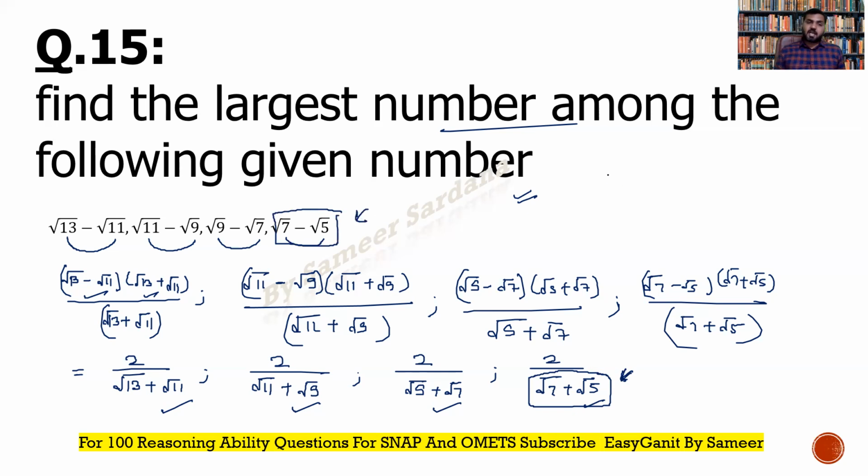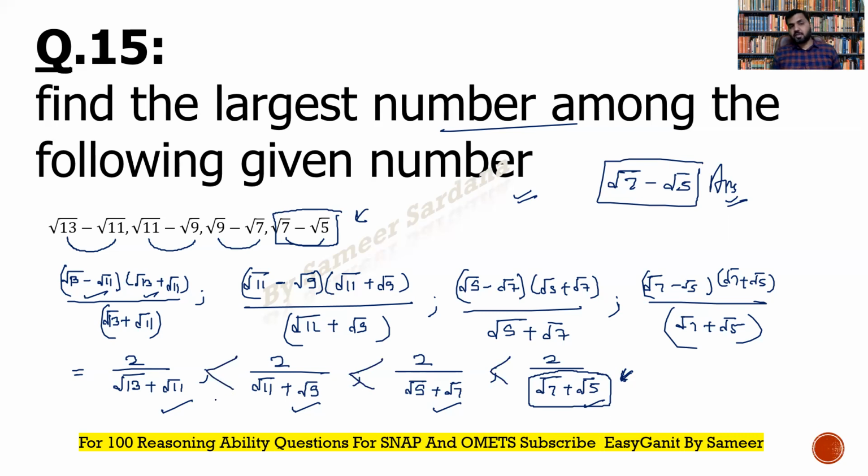We are supposed to find the largest among the given numbers. So root 7 minus root 5 will be the correct answer to the question, right? This will be the largest term. In fact, this will be the largest one, this will be the second largest, this will be the third, and this will be the fourth. This is how you can write it in order. That means root 7 minus root 5 is the largest one.